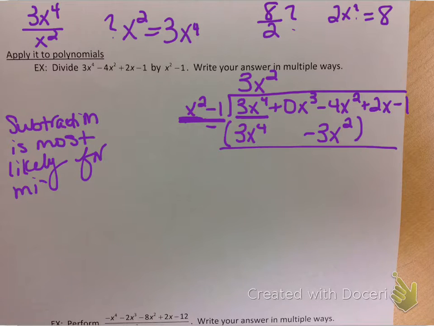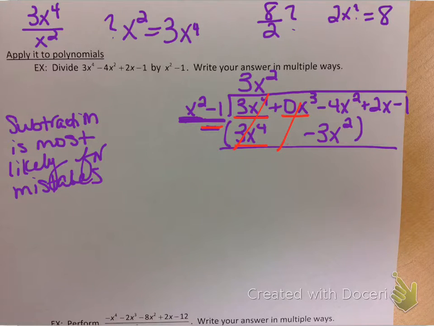So you've got to be really careful, because people forget that this minus sign right here has to distribute to everything in that row. Everything's got to be subtracted. So you've got to do 3x to the 4th minus 3x to the 4th. Those cancel. 0x cubed minus nothing, so there's nothing there.